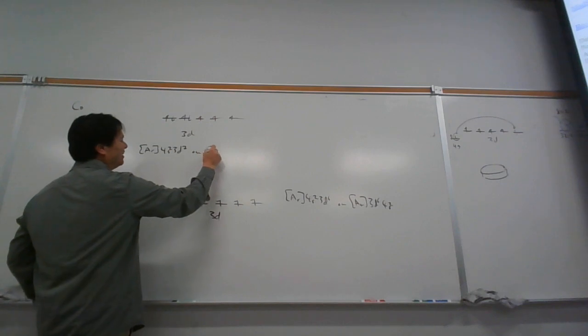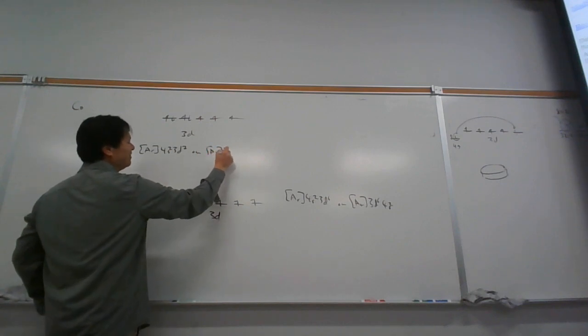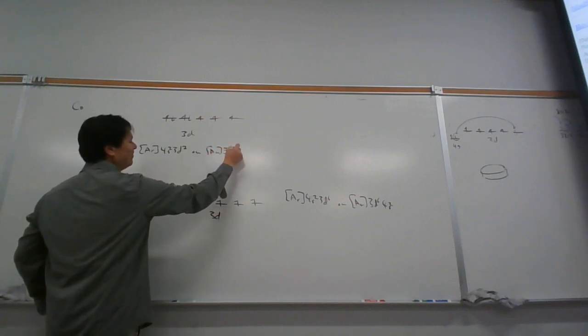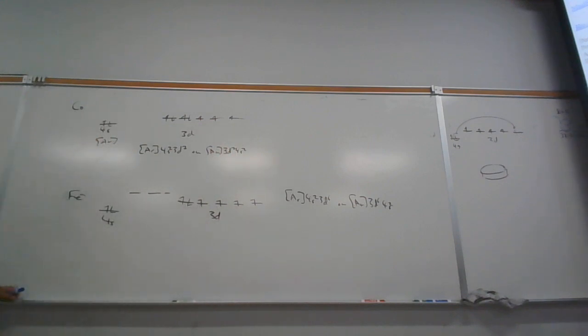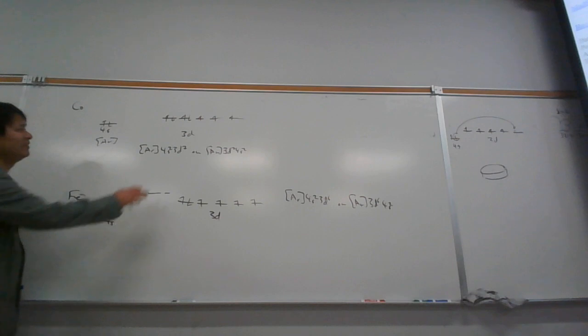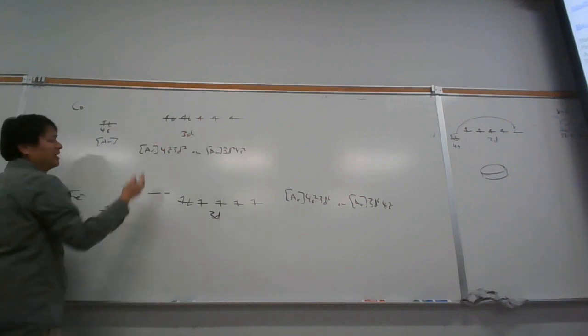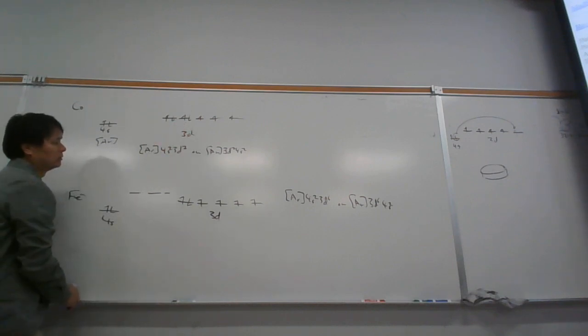For cobalt, argon, 3d7, 4s2. That's fine. +2, +3 is common for this. You would expect maybe +4, but it's getting harder to ionize.